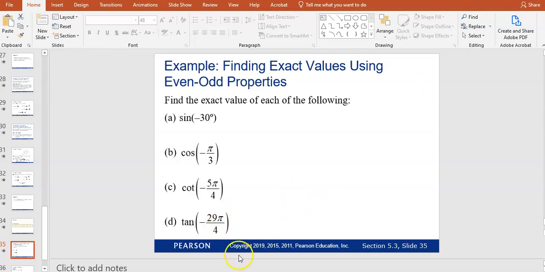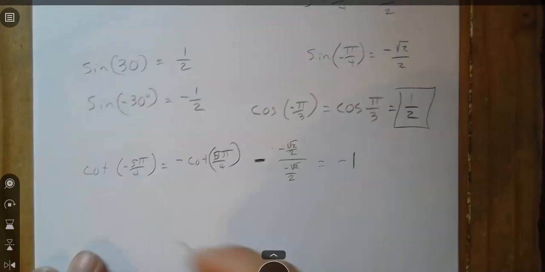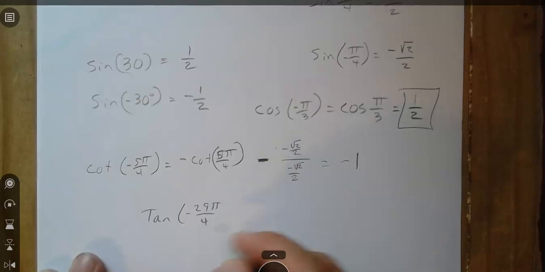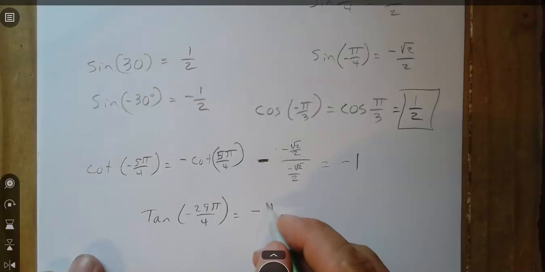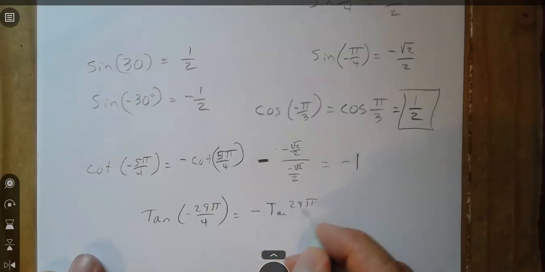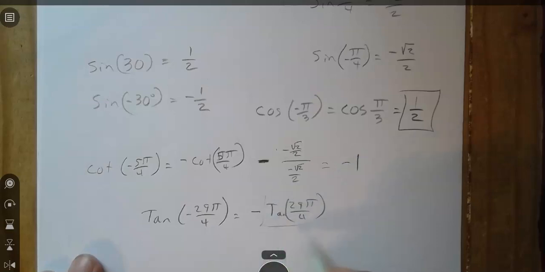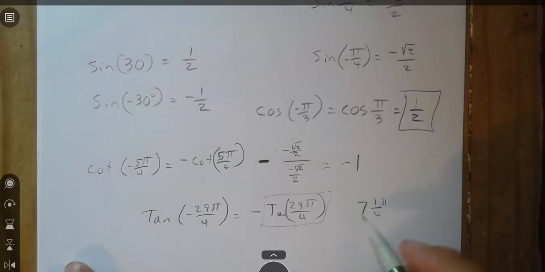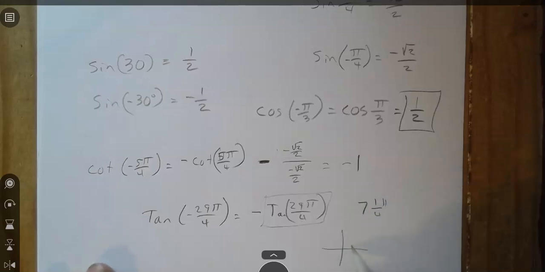And then tangent of negative 29 pi over 4. Well, let's do that one real quick. We know that's going to equal negative of the tangent of 29 pi over 4, the positive one, right? So I get that, and I just add a negative to it. Well, how many 4s go into 29? 28 is 7, so that would be 7. And then how many do I have left over? 1 over 4.